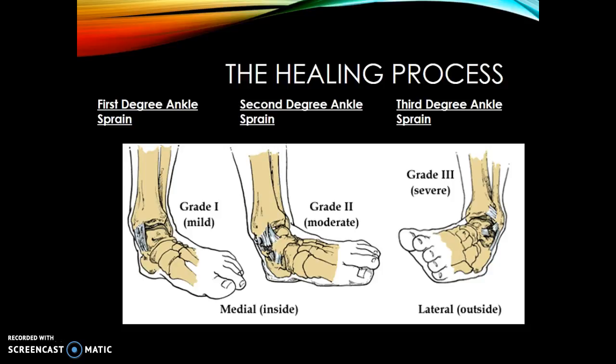Finally, a third-degree sprain is when the ligament has completely ruptured and the joint is very unstable. This causes very severe pain and swelling, as other tissues can also be damaged. And this dramatically increases the appropriate rest time to around 8 to 12 months.